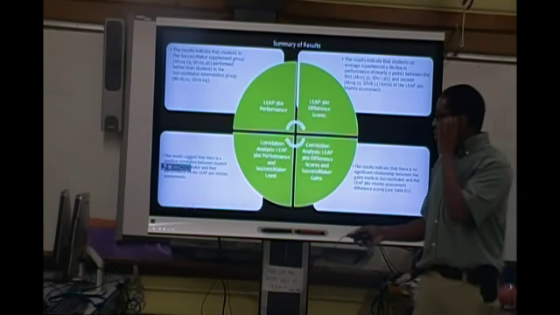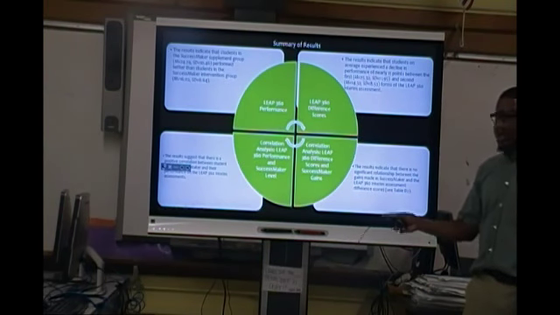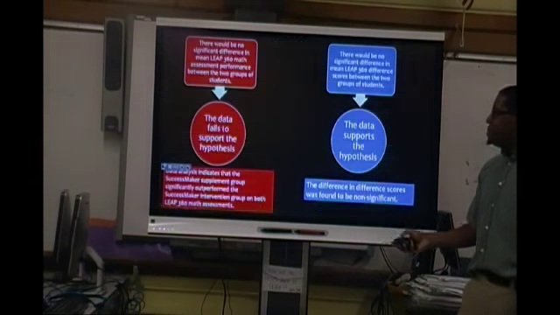And the last one, their difference scores on LEAP 360 and their SuccessMaker gains indicated there was no significant relationship between the gains made in SuccessMaker and the LEAP 360 interim assessment.